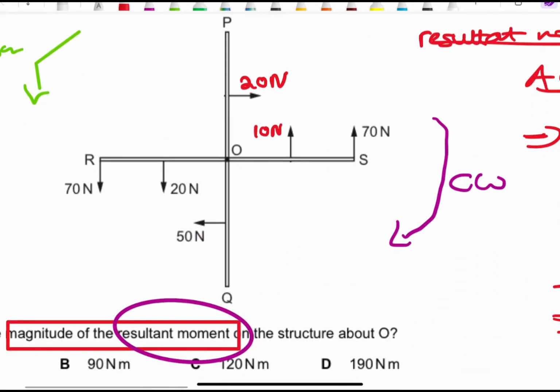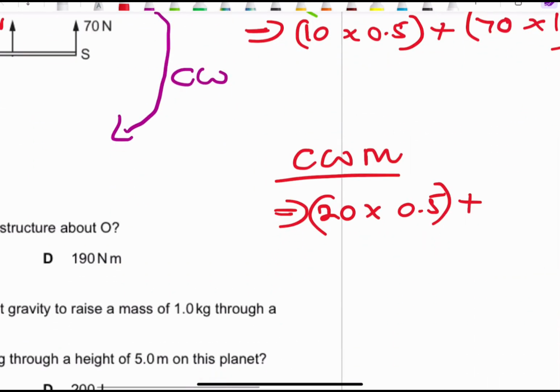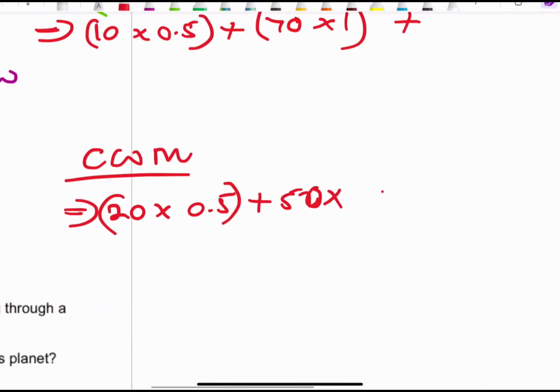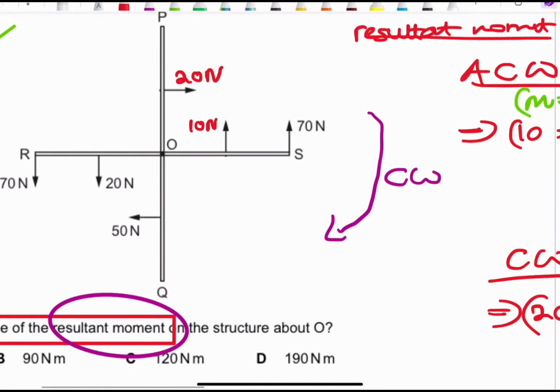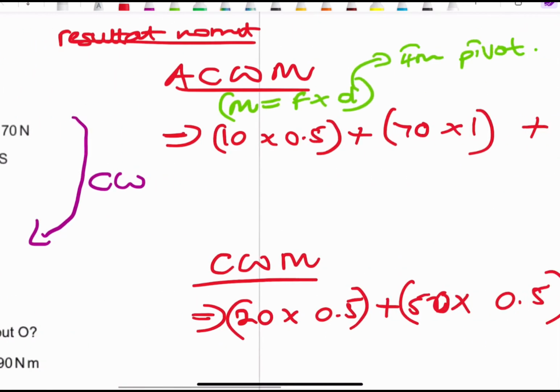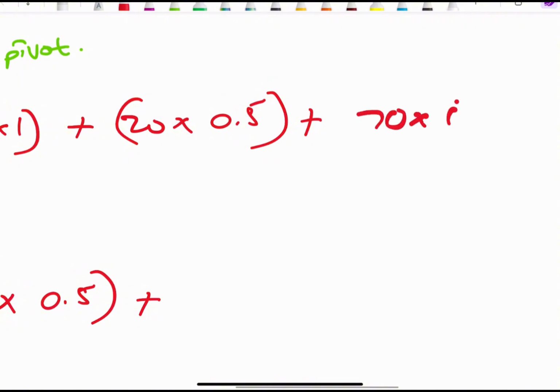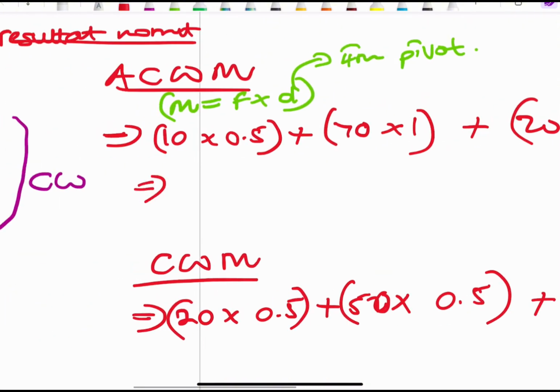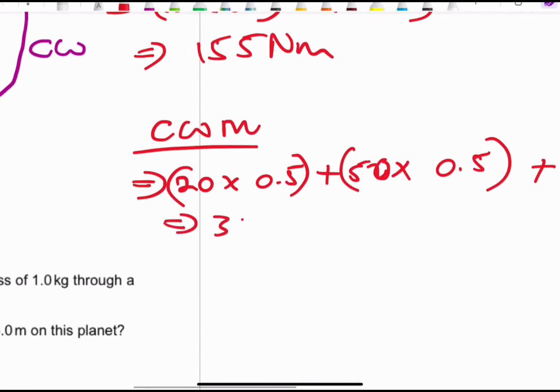Over here, clockwise or anti-clockwise? That's clockwise. 50 times 0.5, plus, let's move on to this side. This is anti-clockwise. That is also anti-clockwise. That's 20 times 0.5 plus, that is also anti-clockwise, 70 times 1, right? That's going to give you a total of approximately 155 Newton meters, and that's going to give you a total of 35 Newton meters.